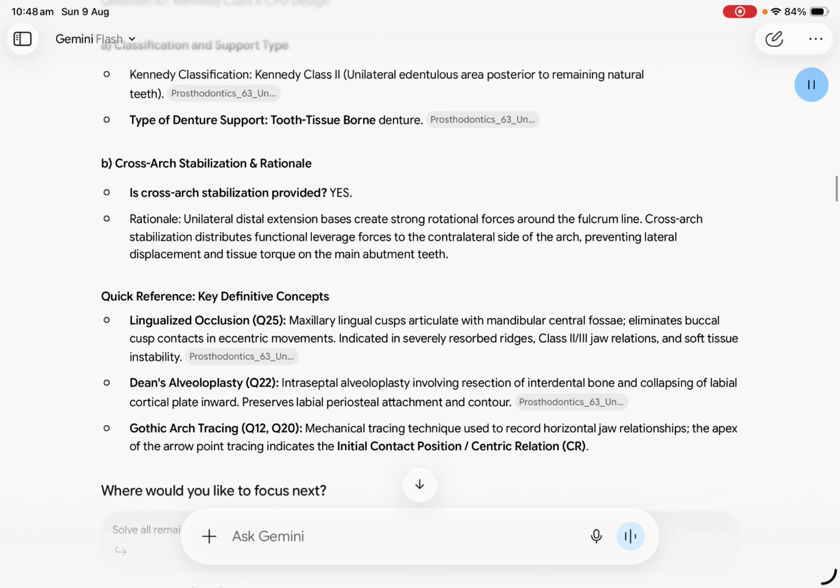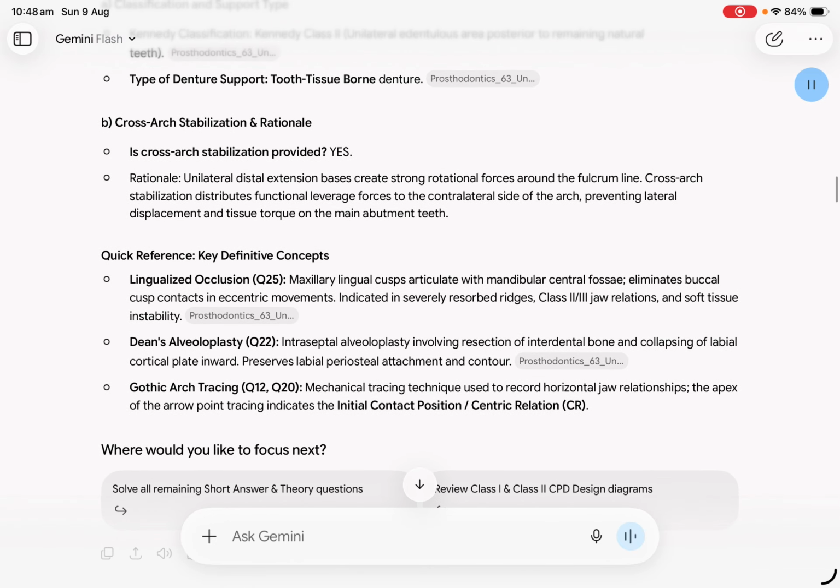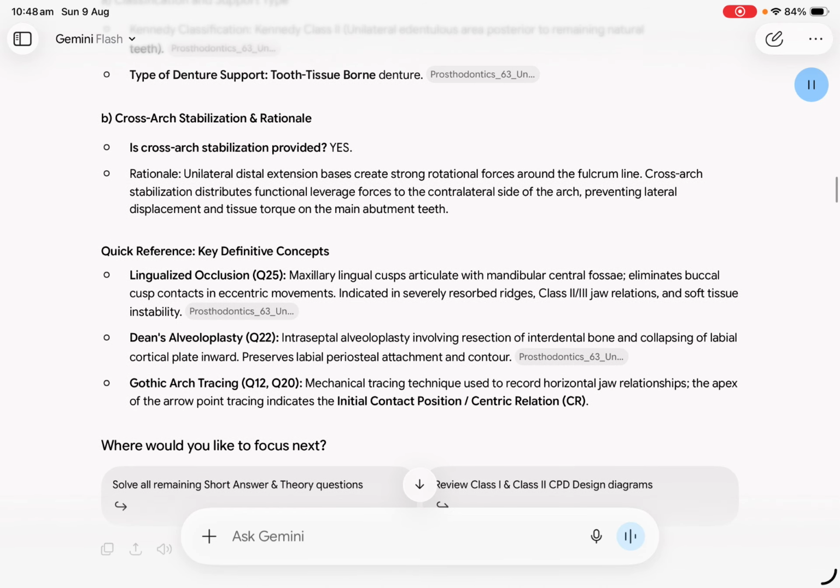Quick reference, key definitive concepts. Lingualized occlusion, Q25. Maxillary lingual cusps articulate with mandibular central fossae. Eliminates buccal cusp contacts and eccentric movements. Indicated in severely resorbed ridges, Class 2/3 jaw relations, and soft tissue instability.